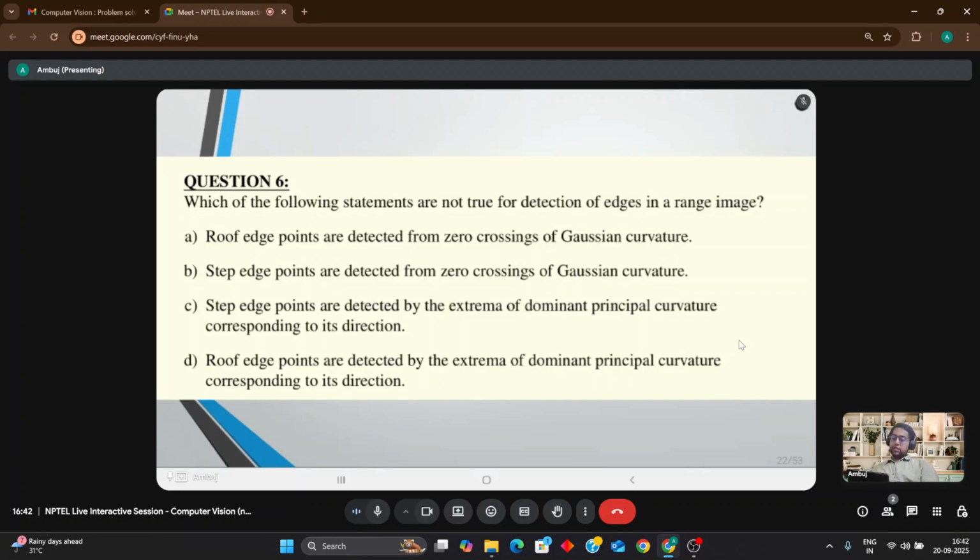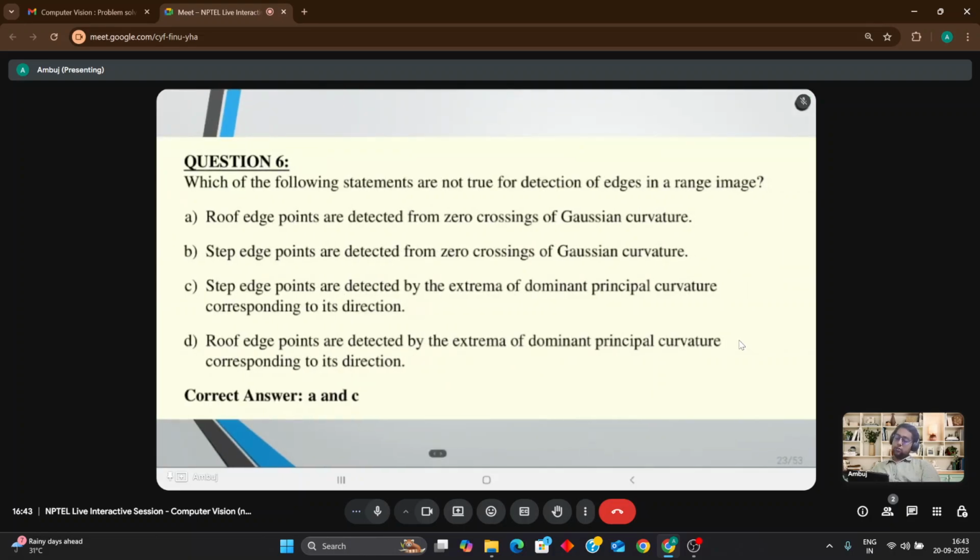A: Roof edge points are detected from zero crossings of Gaussian curvature. B: Step edge points are detected from zero crossings of Gaussian curvature. C: Step edge points are detected by the extreme of dominant principal curvature corresponding to its direction. D: Roof edge points are detected by the extreme of dominant principal curvature. This is what we try to see. The correct option would be A or C.